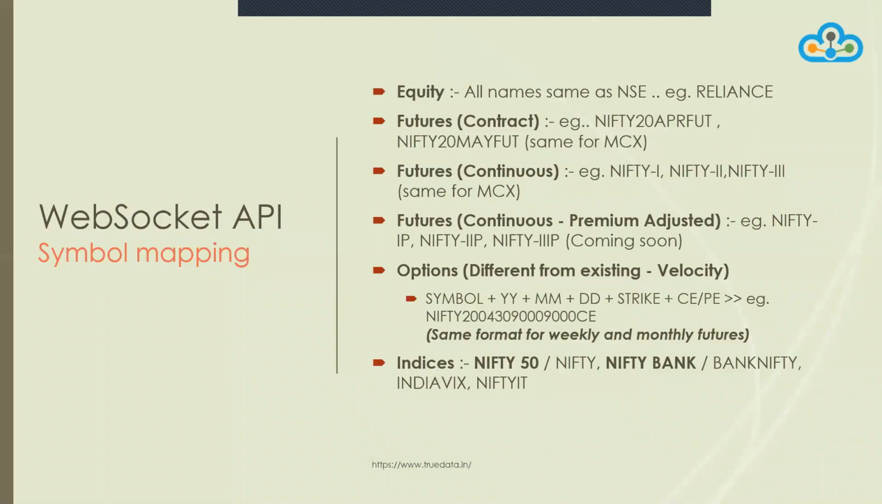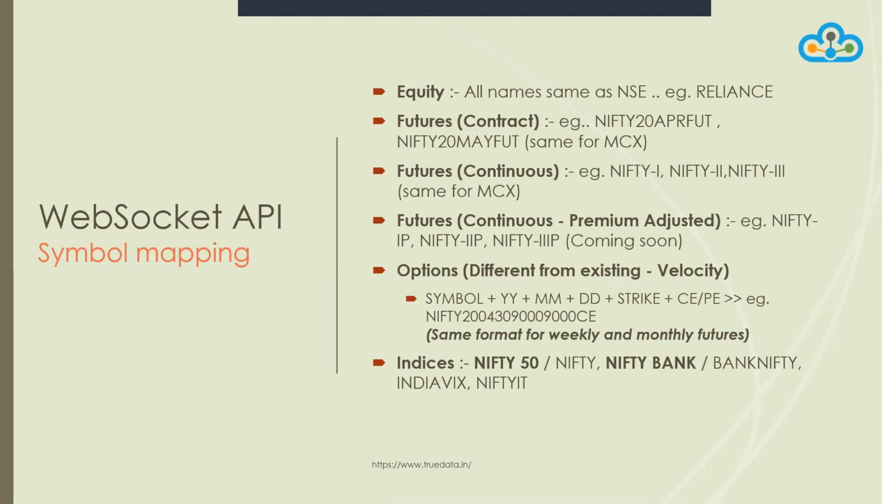Symbol mapping: there are some differences for people who are already using our services in Velocity and other applications. I'll just cover them quickly. Equity remains the same. As in NSE, it will be Reliance or ACC, standard. There's no .NS or .EQ, nothing like that, just Reliance. Future contracts are Nifty 20 April future, 20 May future, because they're only monthly contracts. Continuous futures I've already covered: -I, -2, -3. And premium adjusted are -IP, -2IP, -3IP.